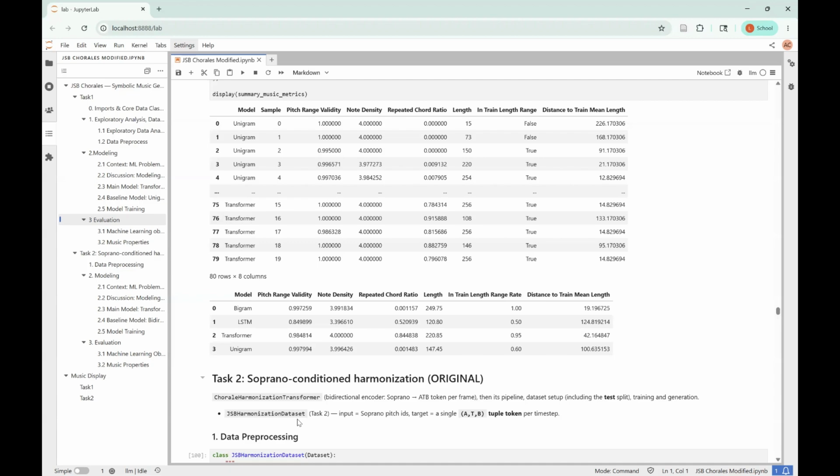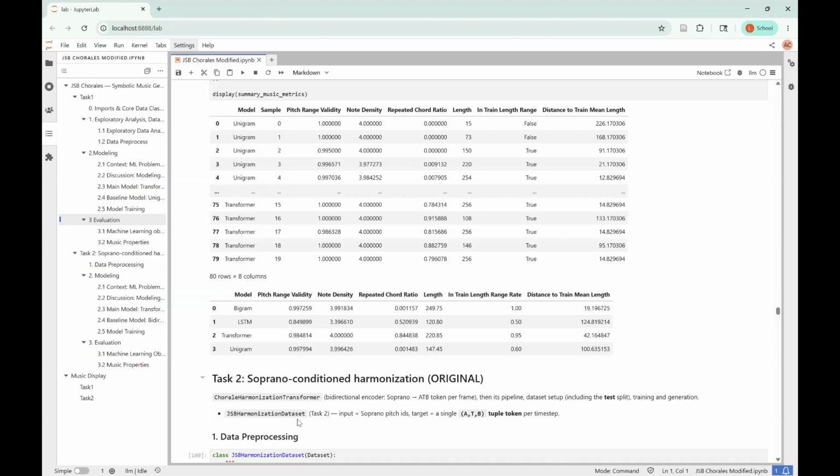The LSTM is less repetitive with a repeat ratio of 0.52, but its pitch range validity and note density are worse. The bigram and unigram baselines look valid in pitch range, but their repeat ratio is almost zero, so they do not capture realistic temporal structure.